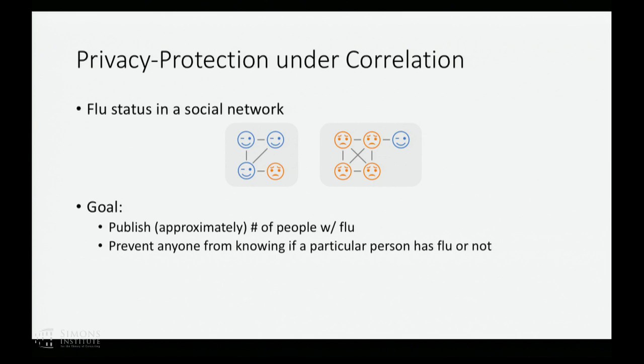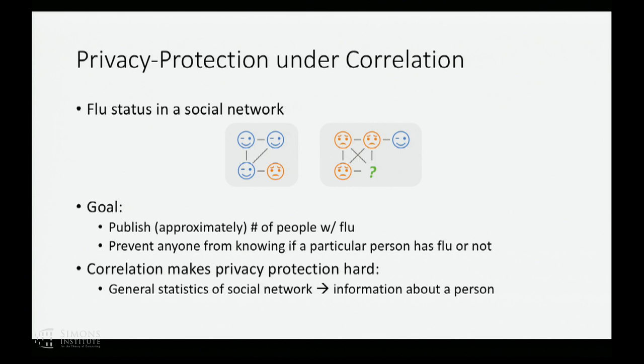So suppose now I am an adversary trying to infer the flu status of this particular person. If I know this person belongs to this group of people where about 80% of the people there are infected, and suppose I know flu is highly contagious, then I can say this person is also infected with high confidence. So essentially, the correlation among the data helped me transfer my general knowledge about the social network to specific knowledge about this particular person, and this is how correlation among the data can make privacy protection harder.